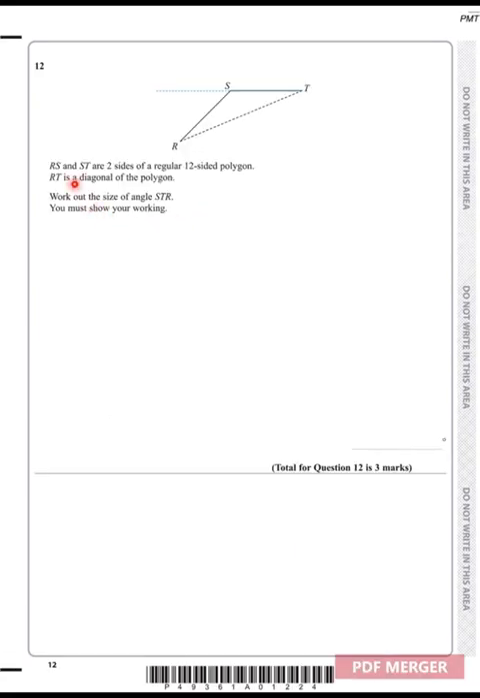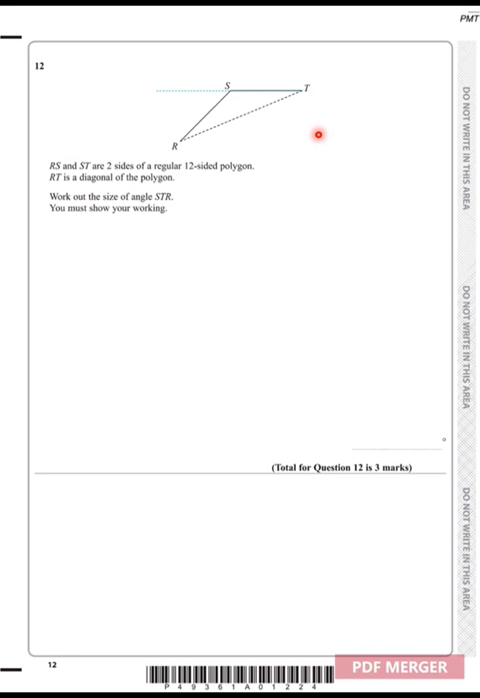RS and ST are two sides of a regular 12-sided polygon. RT is a diagonal of the polygon. Work out the size of angle STR. You must show your working. For this question, it's important to understand this is a polygon. We need to work out the exterior and the interior angles.